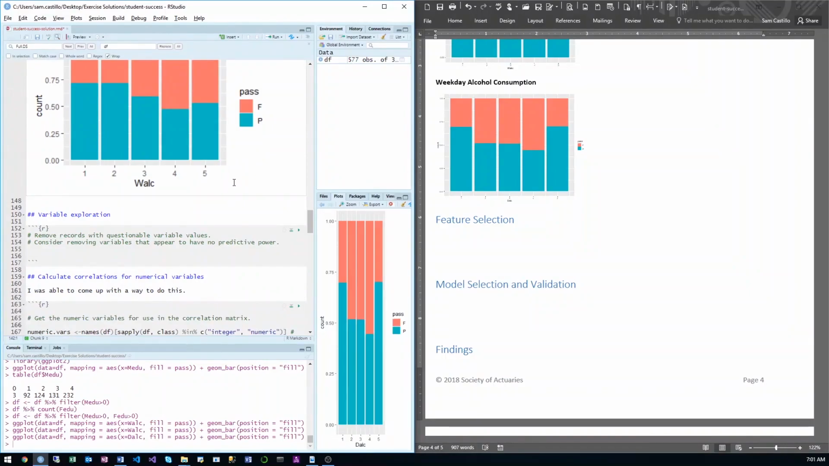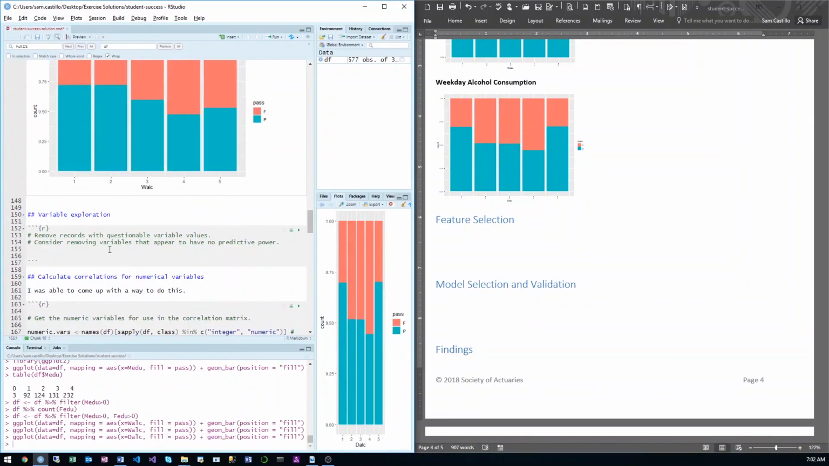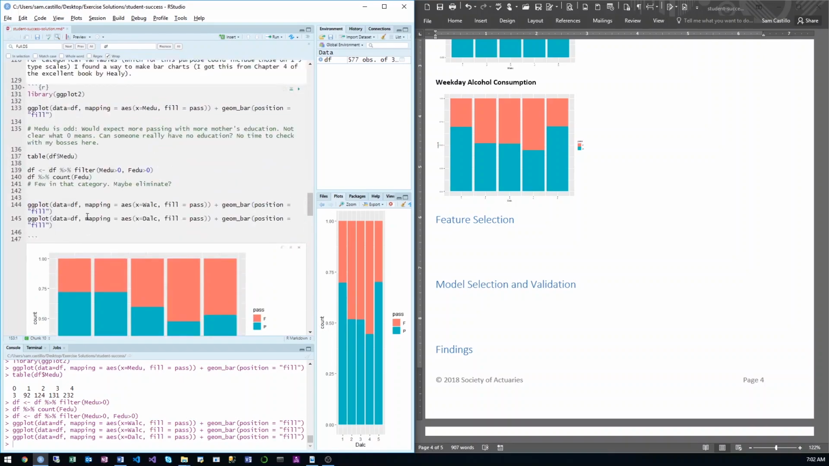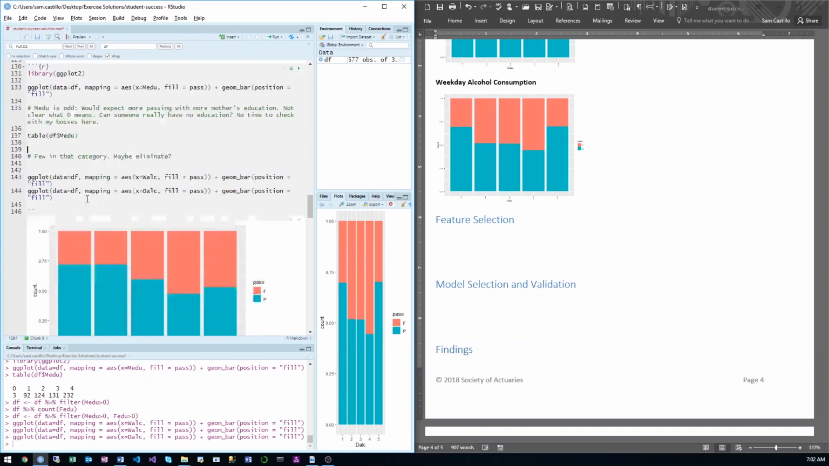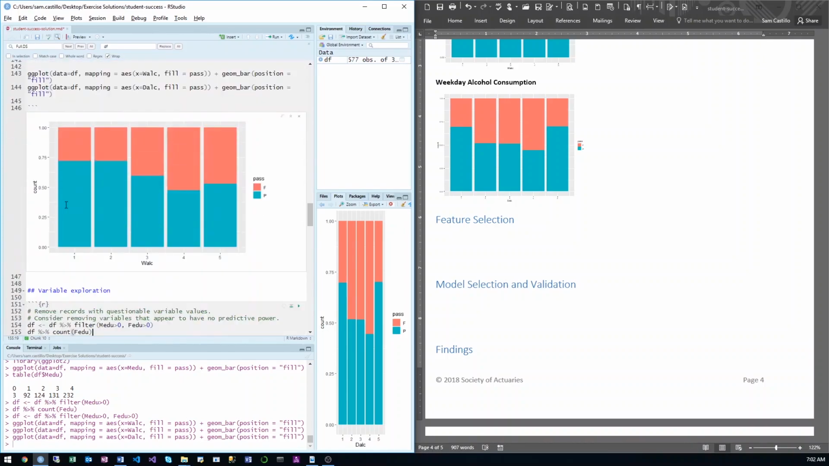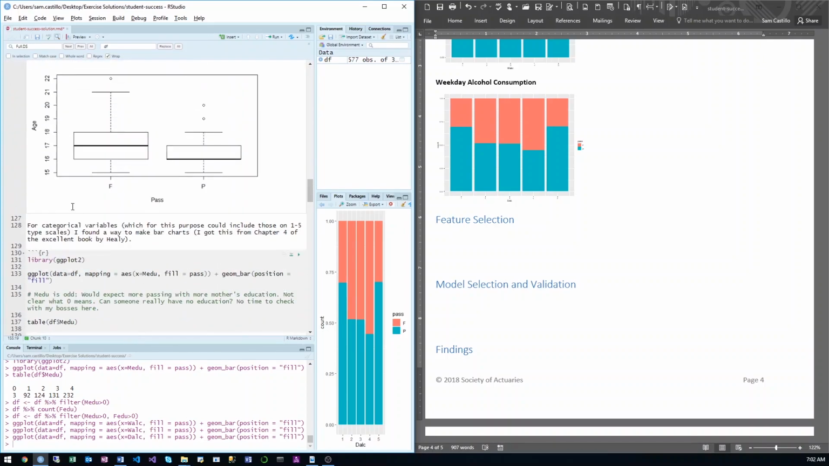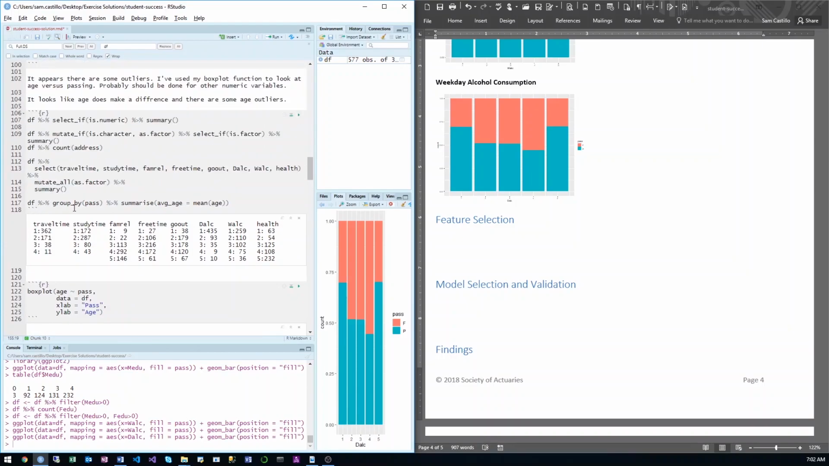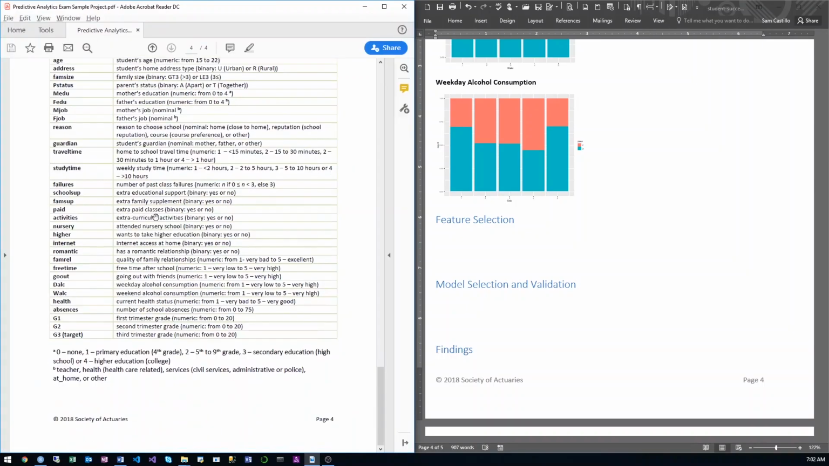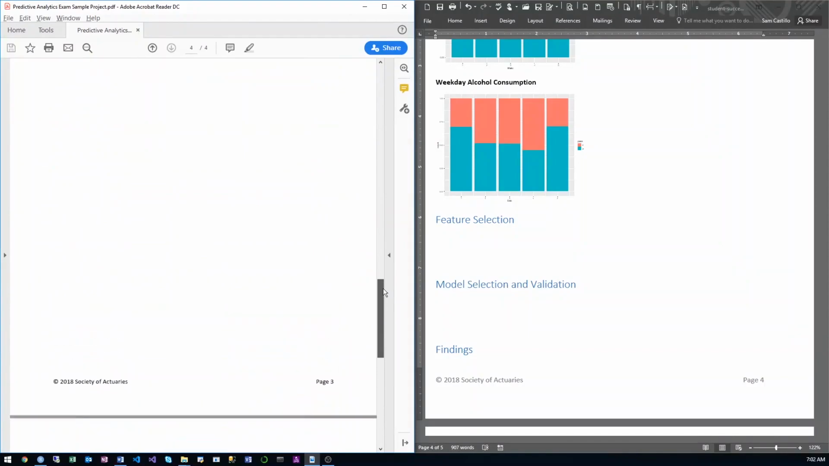Created some graphs, variable exploration, remove records with questionable values. Consider removing variables that appear to have no predictive power. Okay, I've already done a lot of this stuff, so my solution is just going to be to move my code down into this section because I want the grader to see it and to give me credit for it. Okay, see if there's anything else that they said in here.